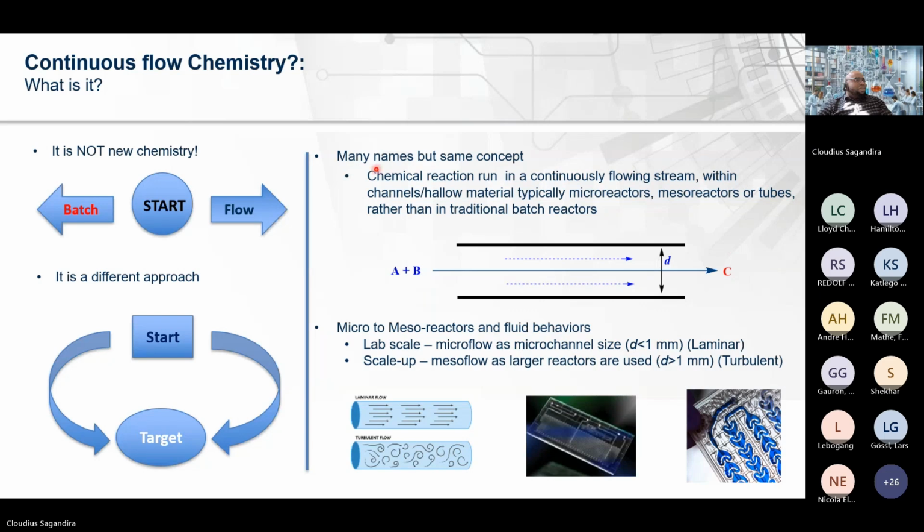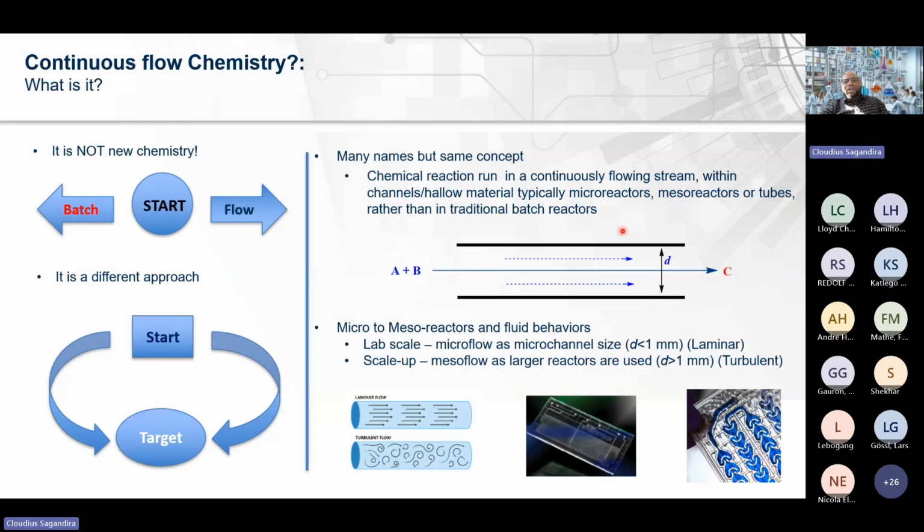So it's referred to by many names. Some call it continuous flow chemistry. Some call it microreactor chemistry. Some call it just flow chemistry or continuous manufacturing. So it has so many names, but what is it?